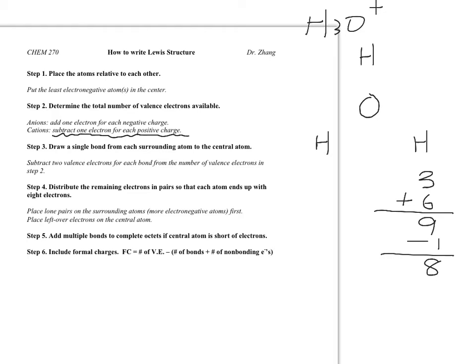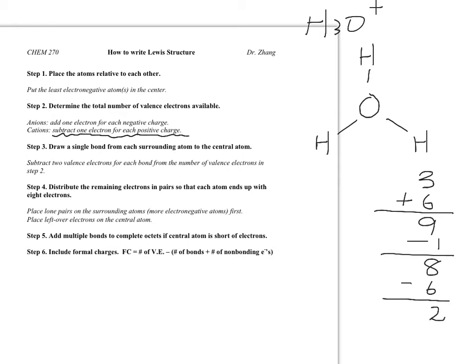That's step 2. For step 3, you're going to draw a single bond from each surrounding atom to the central atom and keep bookkeeping of the electrons. 3 sigma bonds, and each have 2 electrons. Therefore, we used up 6 electrons. Now, there are only 2 electrons left.